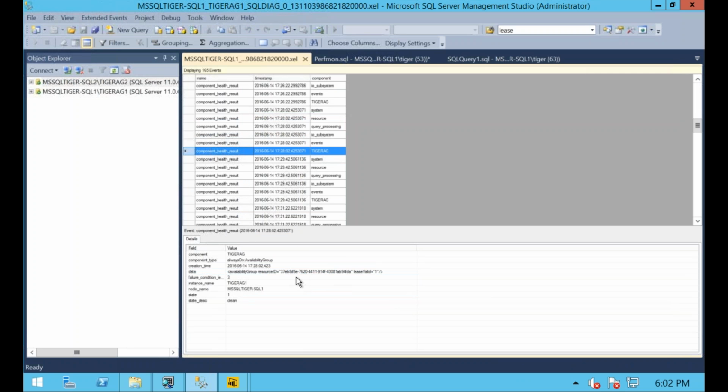John, does that help answer the question? Yep, no, it definitely does. Yeah, I'm a big fan of SQL Diag XEvent. I've used it quite a few times with root cause analysis myself.